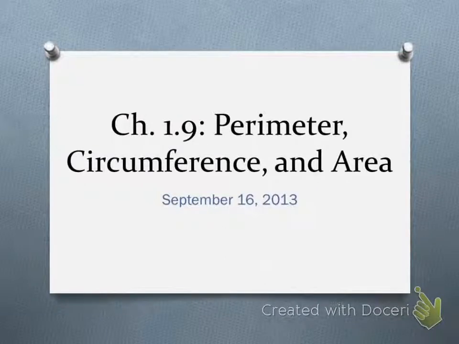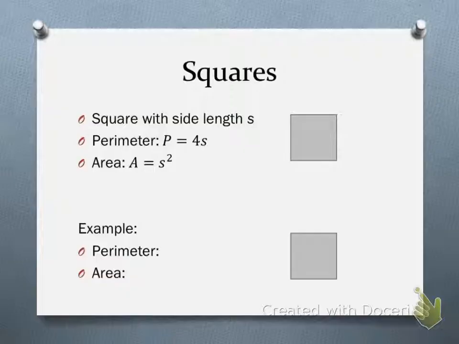Okay, so this is Geometry, Section 1.9, Perimeter, Circumference, and Area. For perimeter, circumference, and area, the first shape we're going to talk about is squares. Squares with side length S. Now if I know that one side is S, I also know the other side is S, because in a square, all sides are the same.